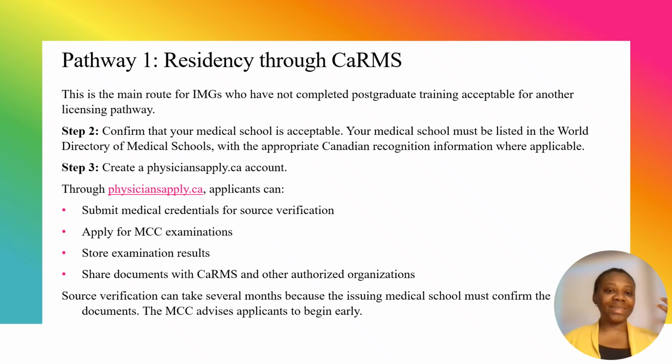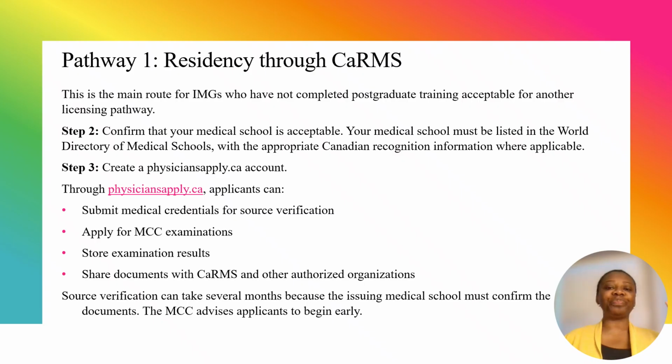So pathway 1 is the residency through CaRMS for Ontario. This is the main route for international medical graduates. Where you see IMGs, just know it's international medical graduates who have not completed postgraduate training acceptable for another licensing pathway. Step 2 is what? Confirm that your medical school is acceptable.